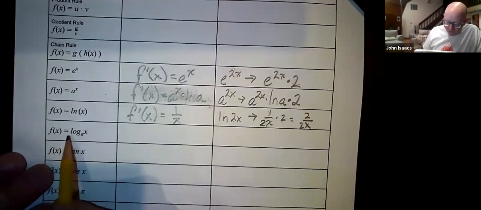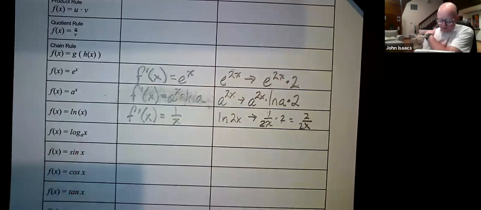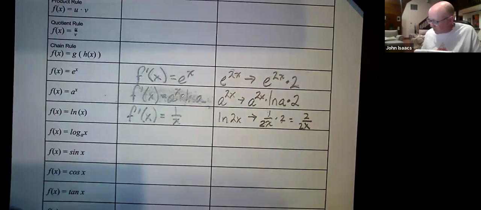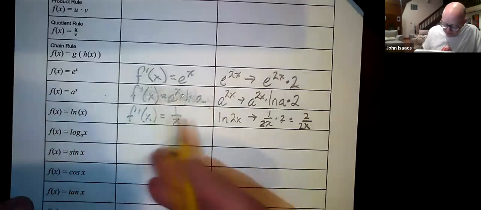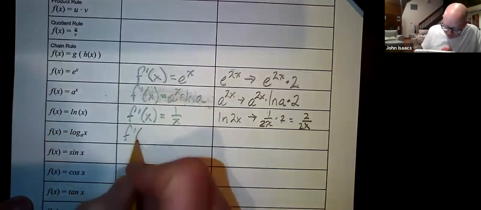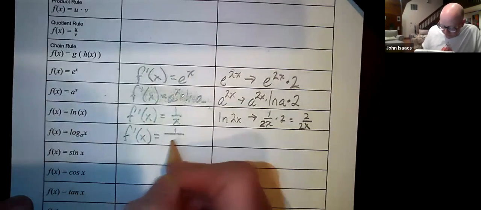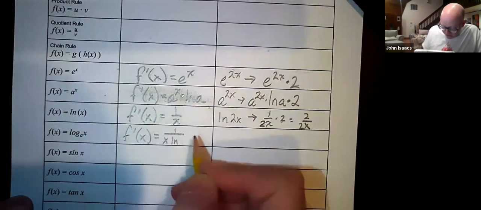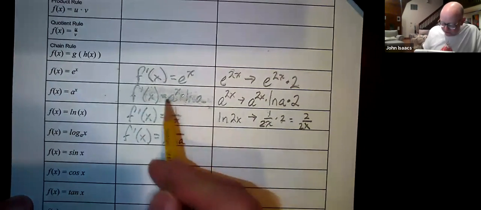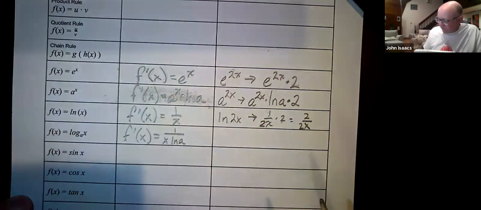Okay. Log base a of x. Now this is a different type of log function. It works kind of similarly if you look at the pattern here. F prime of x is going to equal 1 over x times ln of a. So notice it kind of looks a little bit like this. It's very related to that.